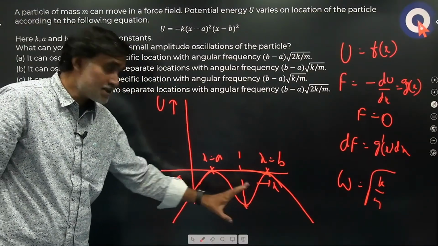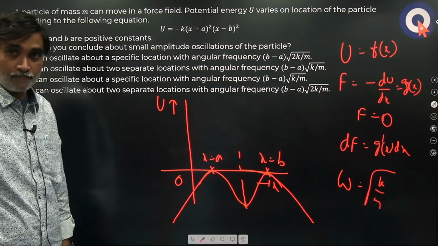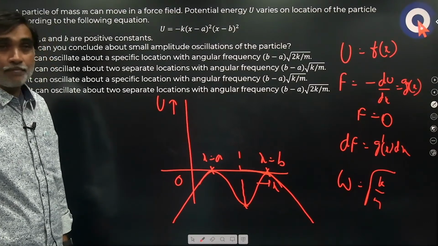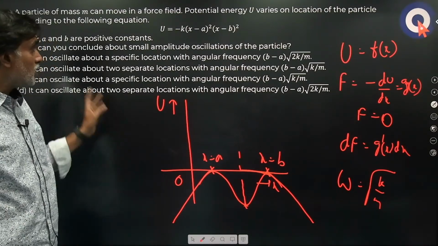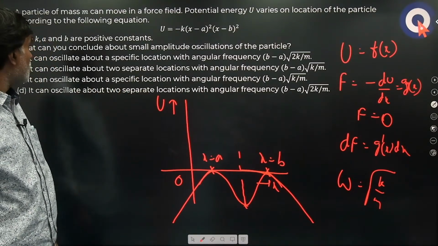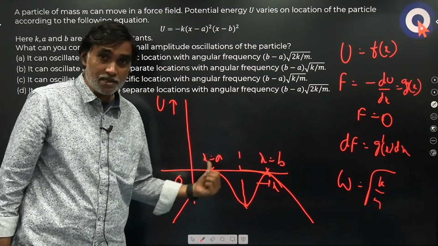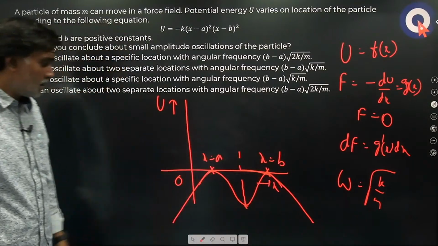So about this it describes oscillatory motion. About this point it will describe oscillatory motion. Okay. So there is only one point about which it describes oscillatory motion. There are not 2 points. 2 points are unstable equilibrium positions, x equal to a and x equal to b. Okay. Now how to find this point?